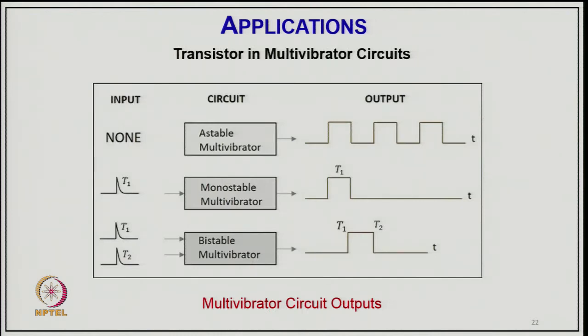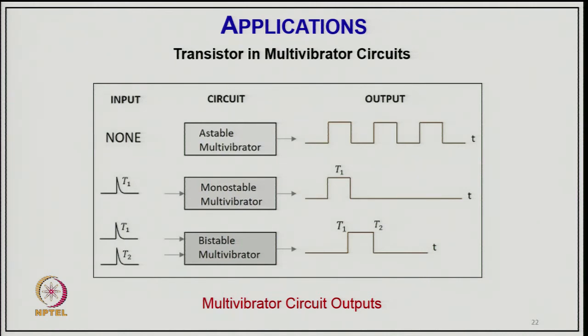Another major application is in multivibrators. Multivibrators are of different kinds. First is the astable multivibrator, which does not have any input, but is like an oscillator. You design it for a particular frequency, and it gives you a square wave of that frequency, which you can adjust by the components put into the circuit, where a couple of transistors are used in this multivibrator.